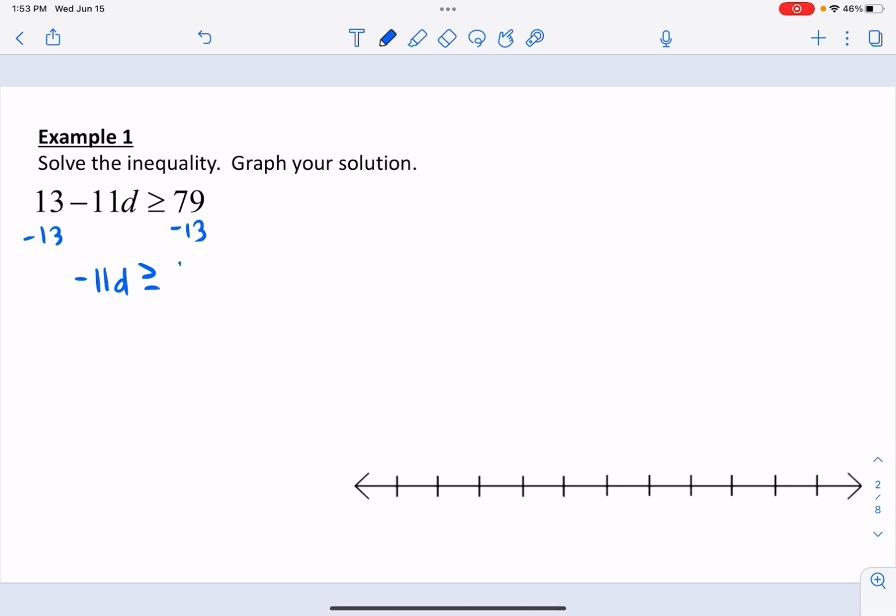I get 66. So I'm dividing by a negative 11. Divide by a negative 11. Take your time. Remember to flip your sign. We get a negative 6. So I put my negative 6. d is less than negative 6, equal to, filled in hole, going to the left.